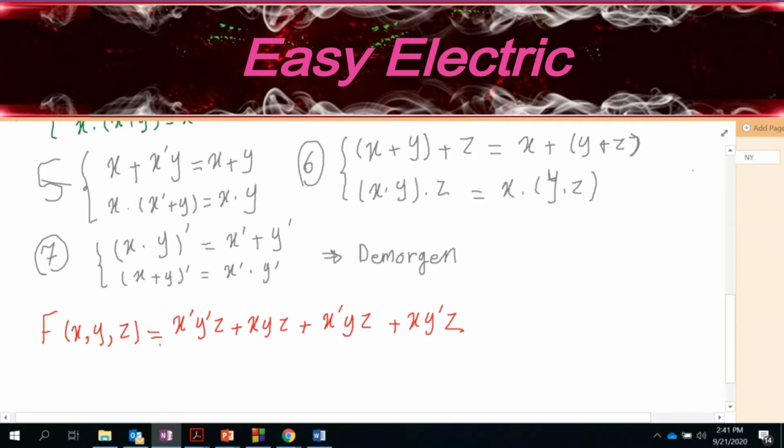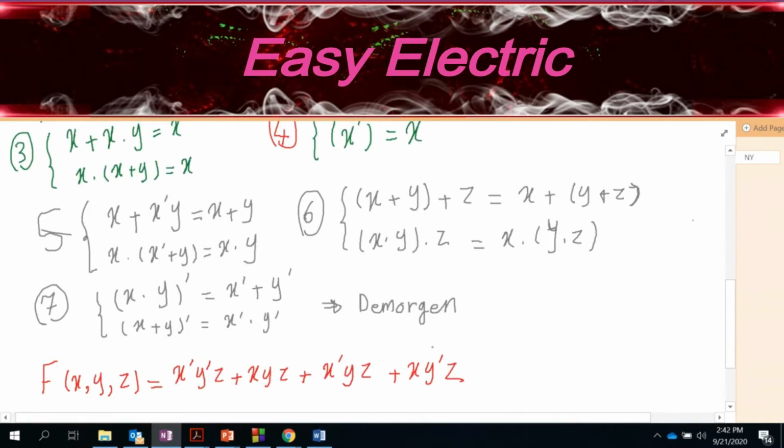So the question is, using the basic theorems and postulates of Boolean algebra, simplify the following Boolean expression. So we want to use all these seven theorems and also the four postulates that we mentioned today and make this function simpler. Okay, you don't have too much time, so let's do that. If you take a look at this, what's the first thing that comes to your mind?